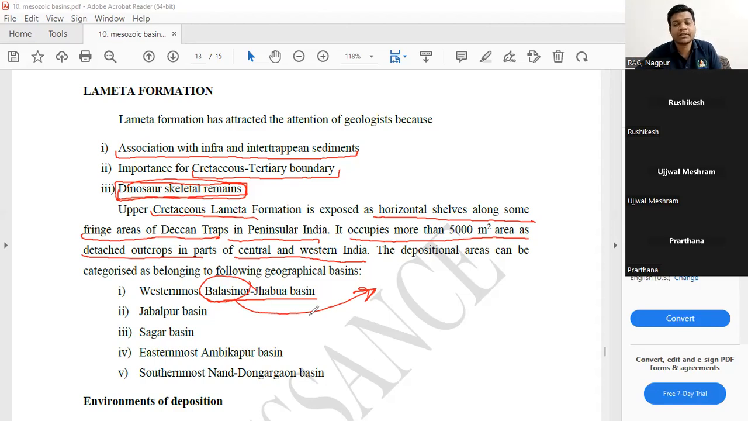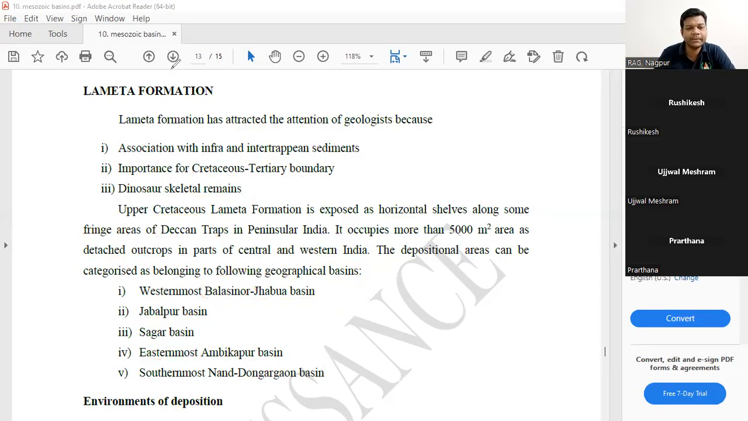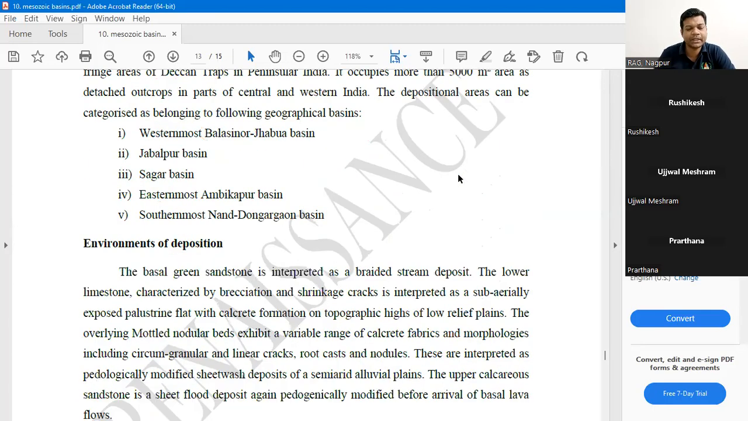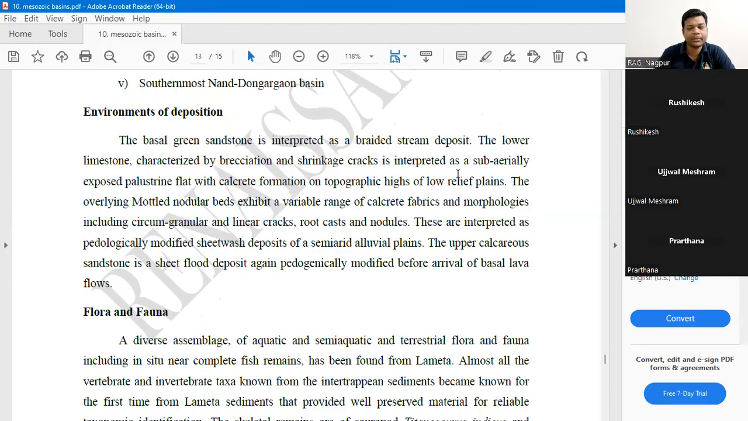Balasinor has a fossil park where the larger skeletons of dinosaurs are placed. That is Balasinor. Then the Jabalpur basin, then the Sagar basin, the easternmost Ambikapur basin, and the southernmost Nand-Dongargaon basin. These are the 5 basins in which lametas are properly seen, or properly observed.